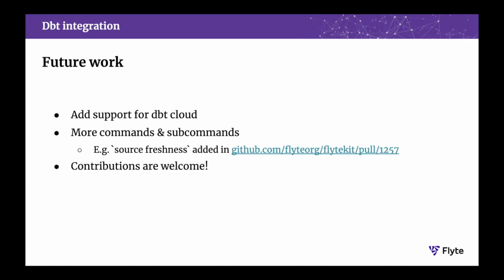Again, we only have support for 2 commands announced. Support for the source freshness command was added in this PR, and contributions are welcome, like if you're missing one of the commands and you really want to use it in Flyte, it should be very simple. We already have examples of 3 commands. Adding another command should be trivial, really.